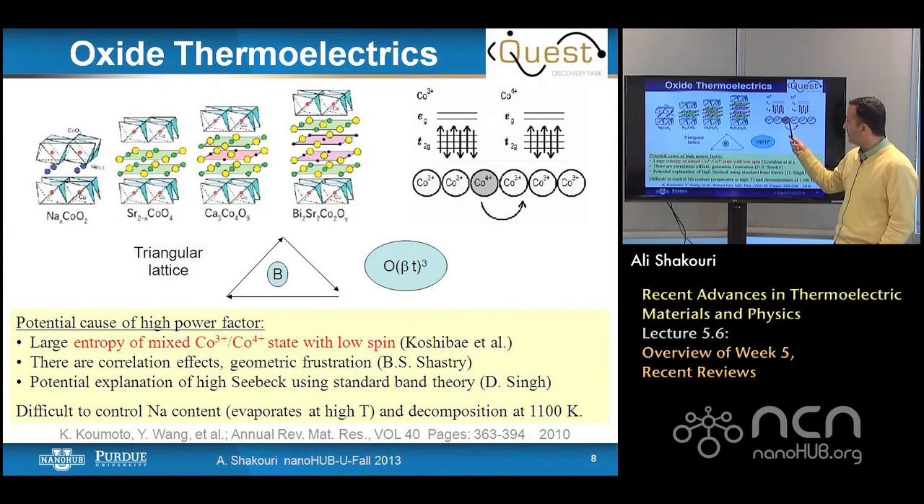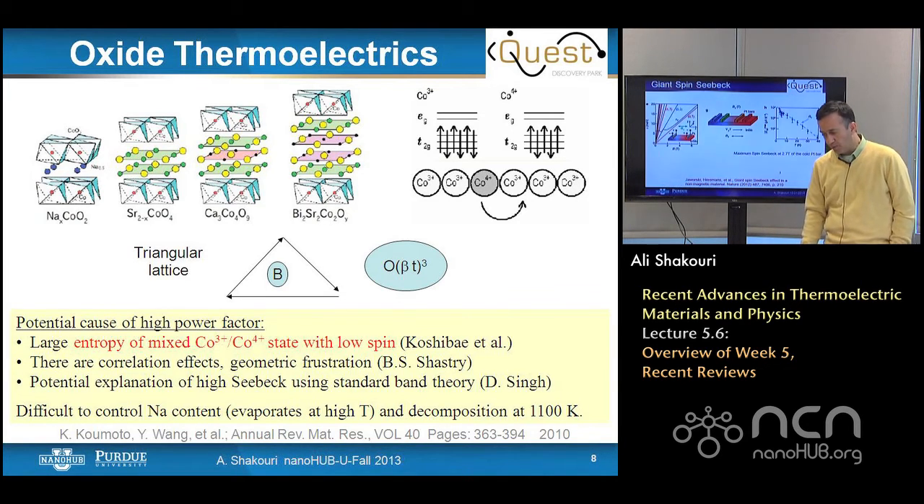There are some ideas that spin entropy, the fact that cobalt at different locations, at different ionization states, have different degeneracy, adds to the spin entropy, to the entropy of the electrons, as they move. That's one parameter, but we also pointed out that the triangular lattice and the geometric frustration is important. And finally, the band structure effect has also been used to explain the results. Here is one of the recent review articles that discuss a lot of these oxide thermoelectrics.